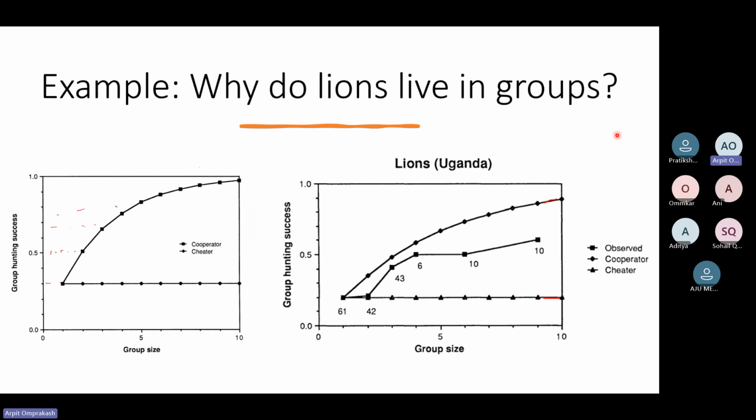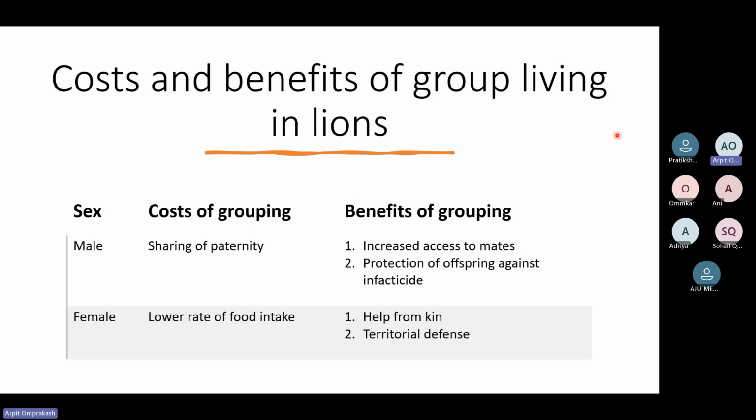Then we talked about why lions live in groups. What does group size help with? So what are the costs and benefits of living in groups? The cost of grouping can be sharing of paternity and a lower rate of food intake because there are more individuals. Benefits will be increased access to mates and protection of offspring against infanticide for males, and help from kin in raising children and territorial defense for females.